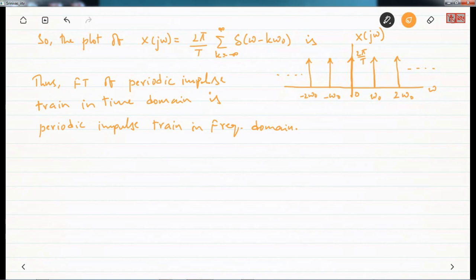So what this example is saying is that if we take a set of impulses that are periodic in time domain and transform it into the frequency domain using Fourier transforms, we get a periodic set of impulses in the frequency domain as well. This is one very important signal, whose applications you will find later.